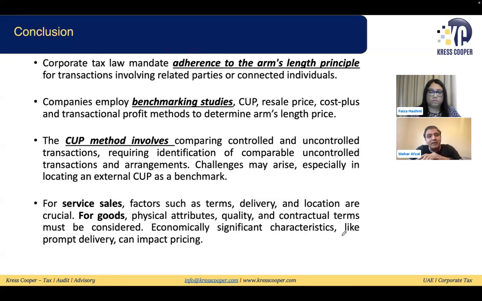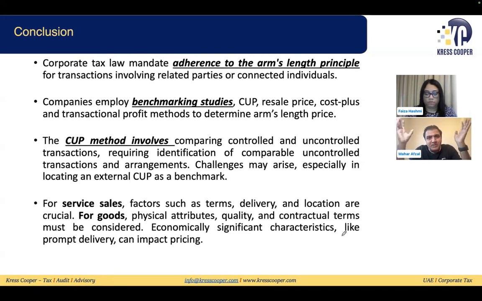Coming back, what is the conclusion of the CUP method? The conclusion is to adhere to the arm's length principle. We need to identify the arm's length price, and to identify it, we have multiple methods. Out of the multiple methods, we have picked CUP for our discussion today. For the CUP, we need to compare the price of the controlled transaction with the price of the uncontrolled transaction. This uncontrolled transaction can be internal CUP or external CUP. Internal CUP is very easily available. External CUP is hard to find.